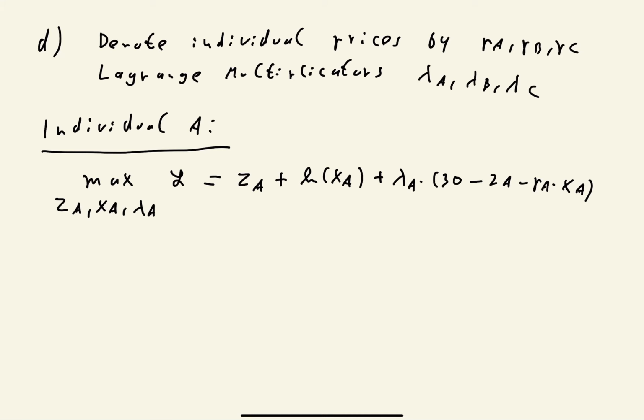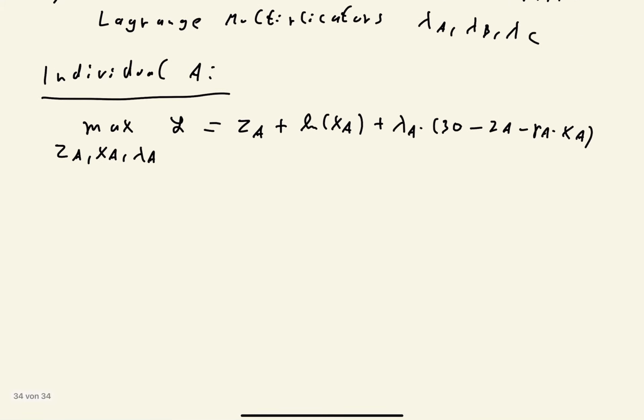So that's somehow the way that it works. Now, given this optimization problem, we can write down the first order conditions. I will enumerate them with 1 to 3 for each of the individuals, and I will put an A here so that you know this is the first order condition for individual A.